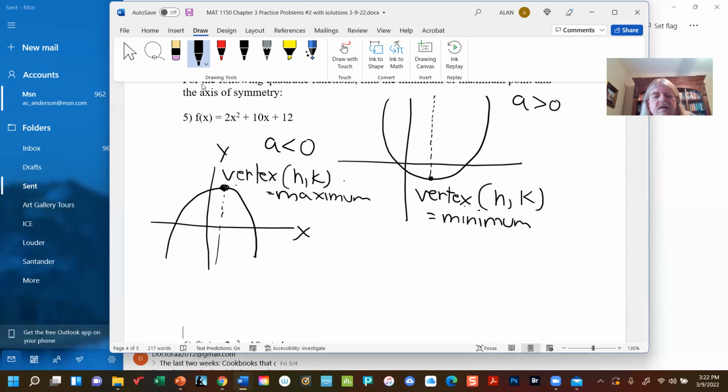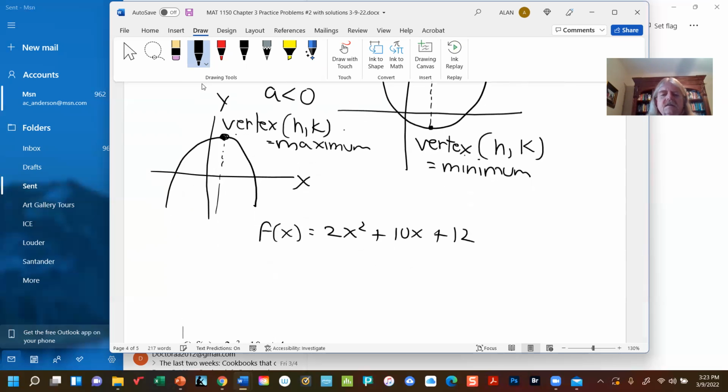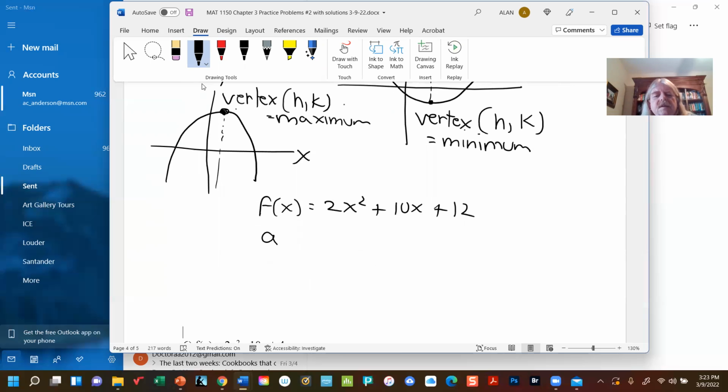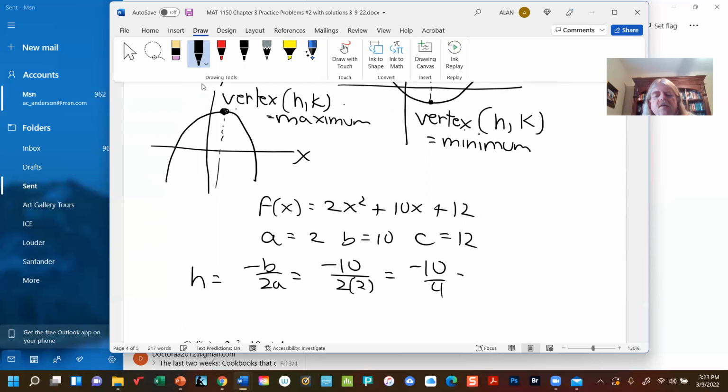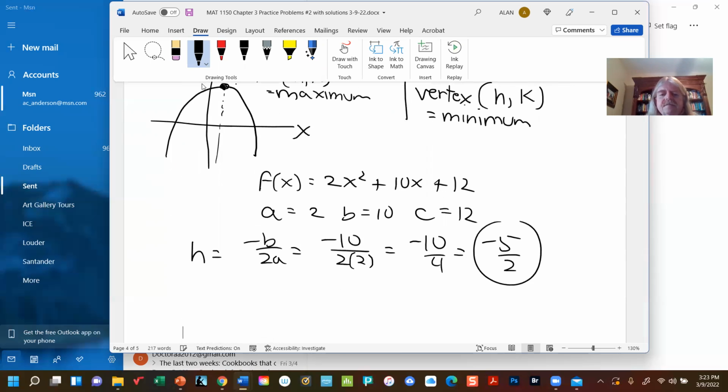So for example, here, f of x is 2x squared plus 10x plus 12. A is 2, B is 10, C is 12. So remember the H is negative B over 2A, negative 10 over 2 times 2, negative 10 fourths, which we can obviously simplify as minus 5 halves.